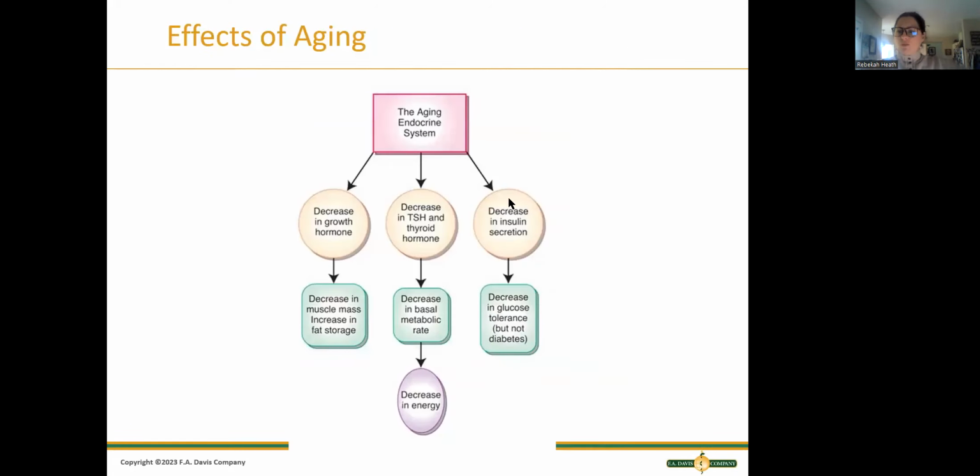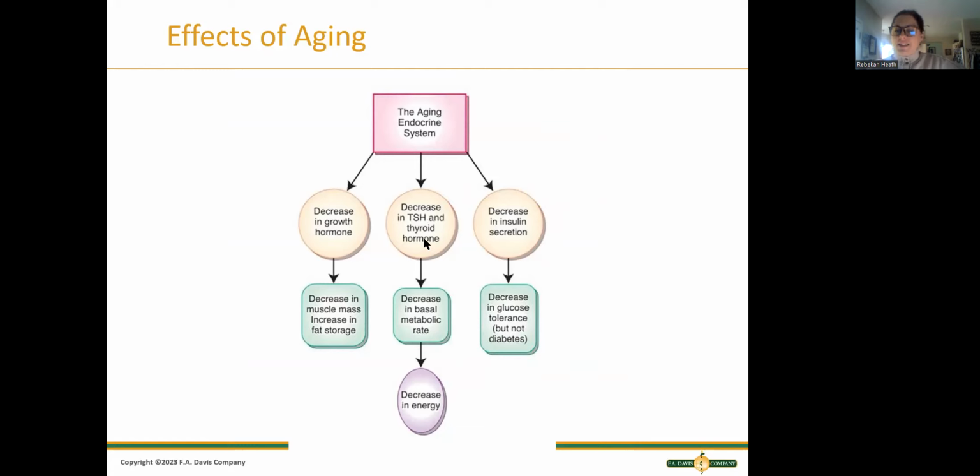A couple of overview things with the effects of aging, right? As we age, like we talked about in gerontology last term, it really does affect all of our body systems, including the endocrine system. So as we age, our growth hormone is going to decrease. With that growth hormone decrease, remember we talked about not only making you bigger and taller, it helps to produce muscle mass and fat storage. That's why a lot of our patients are not going to have as much muscle mass. They're not going to be able to store as much fat.